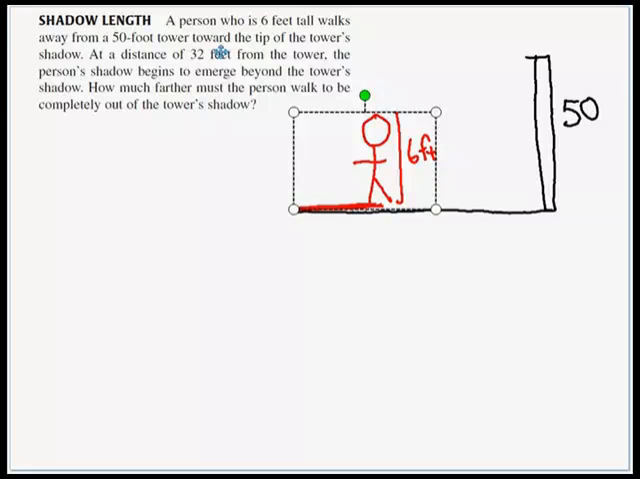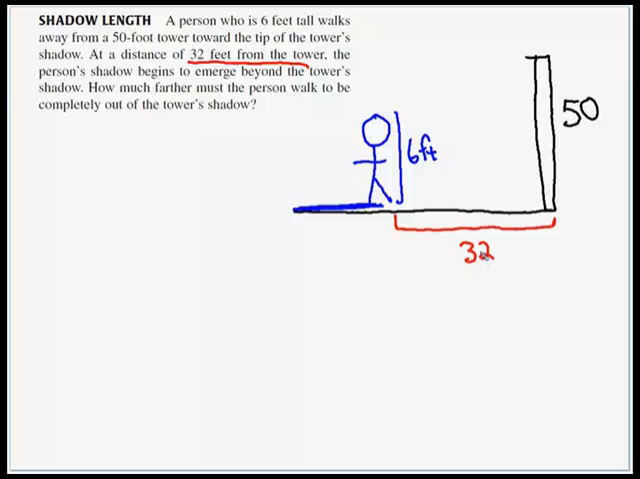And they did give us a crucial piece of information about how far he was. At a distance of 32 feet from the tower is where his shadow began to emerge. So he is now 32 feet from the base of the tower. How much farther must he walk to be completely out of the shadow? So here's what we're looking for. We need to walk that much farther to completely get out of there.